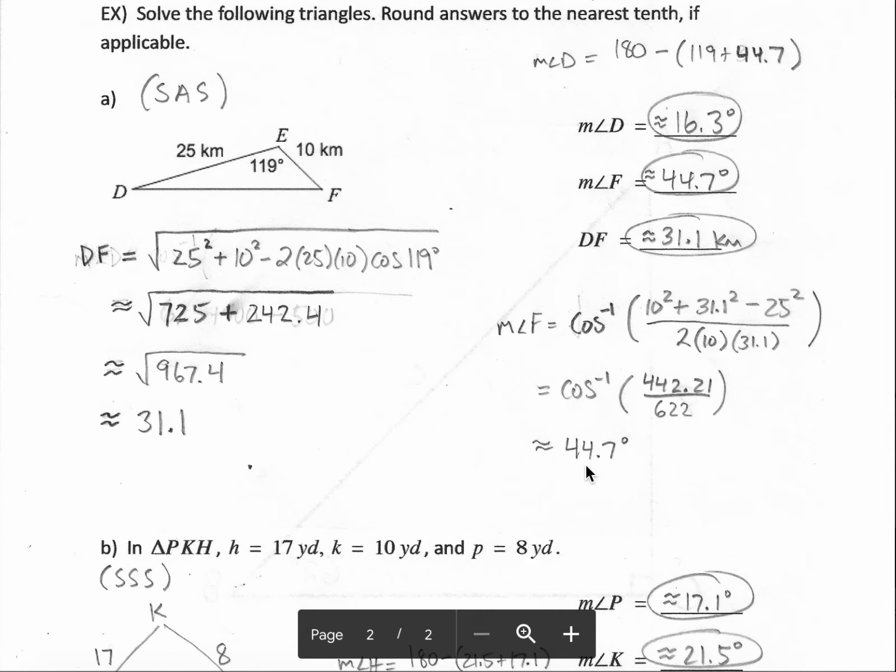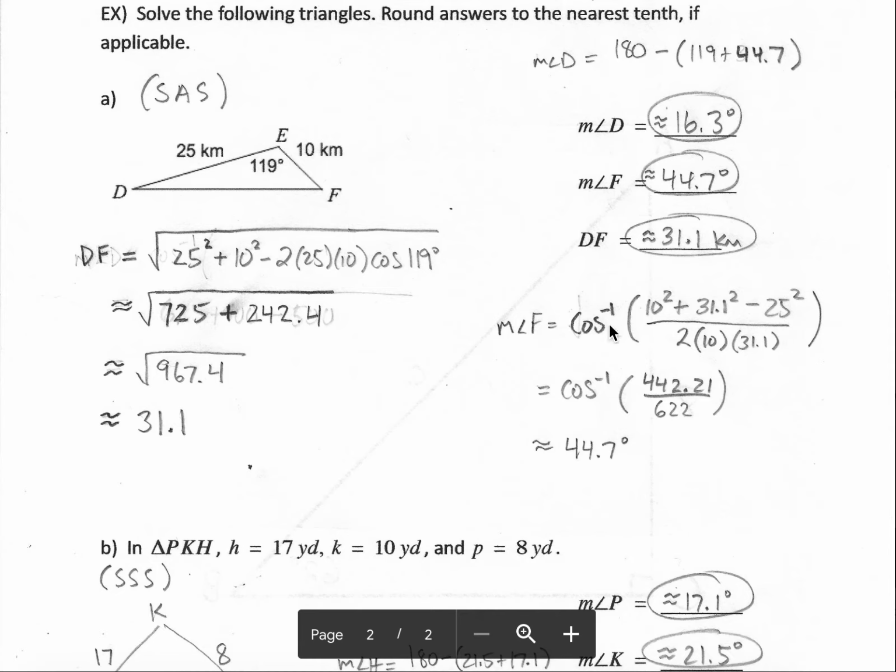And my calculator in degree mode will tell me it's about 44.7 degrees. So there's angle F. Now that I have two angles in my triangle, I can just use properties of a triangle to figure out that last angle. All three angles are going to add up to 180. So add up the two that we know, 119 and 44.7, subtract that from 180, and we get our last missing measurement. Angle D is about 16.3 degrees.